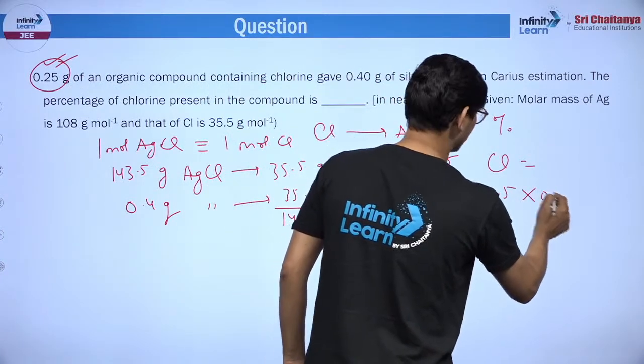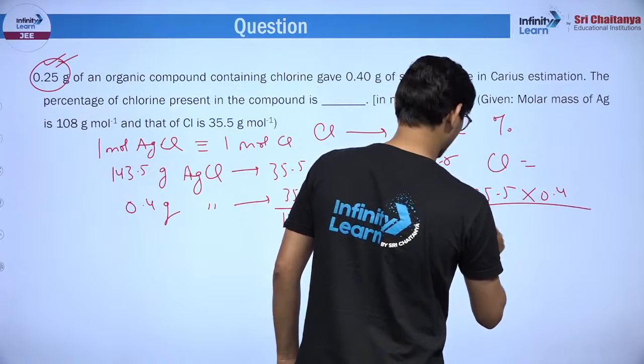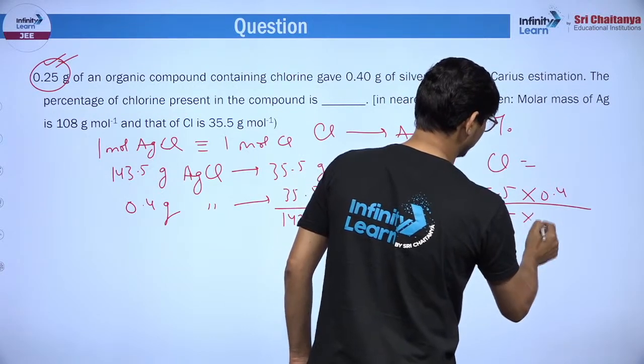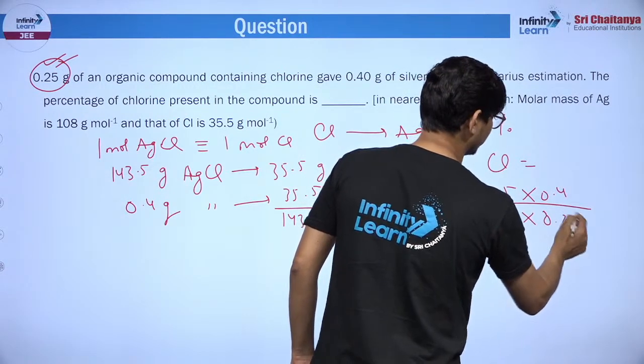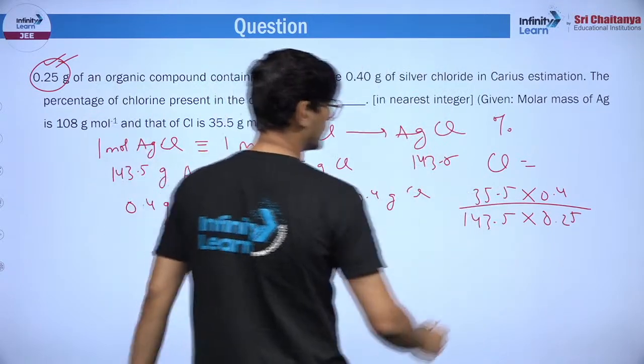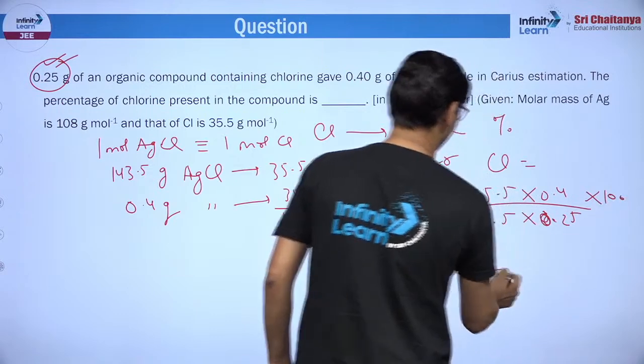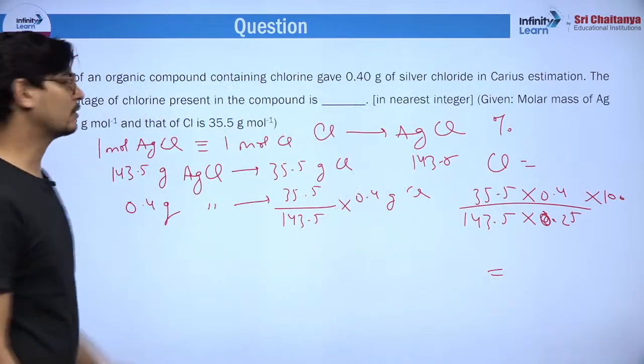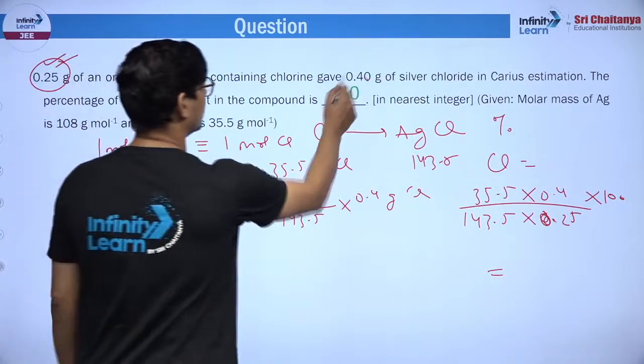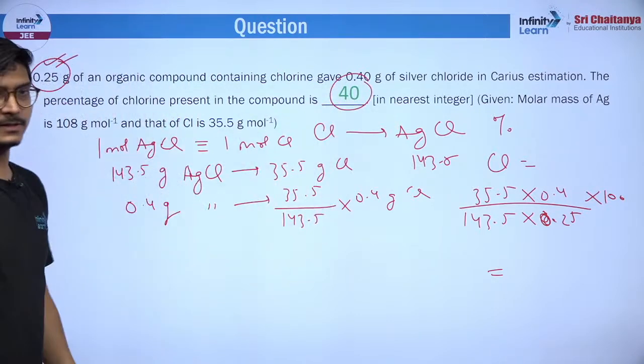35.5 into 0.4 divided by 143.5 into 0.25, right? 0.25 is the mass of the compound, multiplied by 100. Do this calculation. The rest is just the mole concept, and your answer will come out as 40% in the nearest integer.